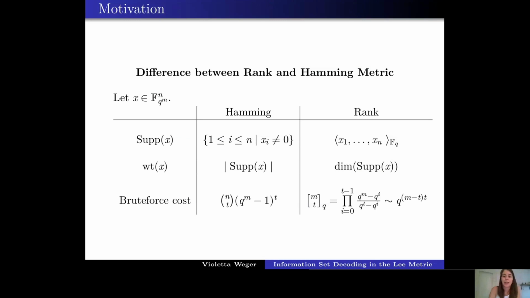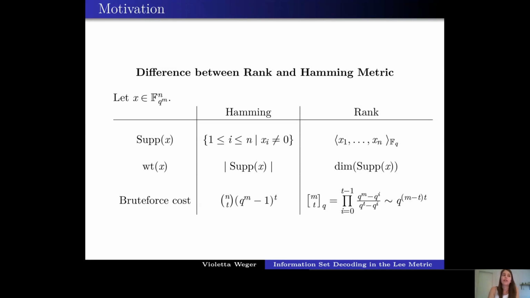Now the difference to the Hamming metric is very clear. Already the support is different. In the Hamming metric, the support is the set of indices of your non-zero entries, and in the rank metric, it's the F_q vector space spanned by the entries. So the Hamming weight is the size of the support, and the rank weight is the dimension of the support.